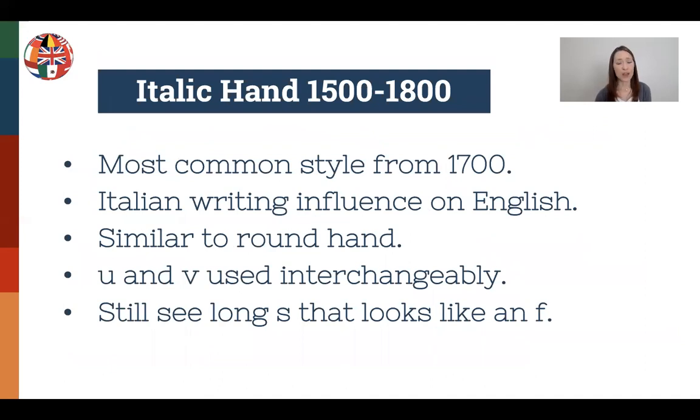Now we're moving on to the Italic Hand, and that was around from about 1500 to 1800. It was the most common style from 1700 because it was a lot easier to write than secretary hand. It's called italic not because the letters are slanted, but because it came from Italy. So it was Italian writing influencing English writing. It's very similar to the round hand, which is very familiar to us and what we kind of learned in elementary school when we were learning to write cursive.